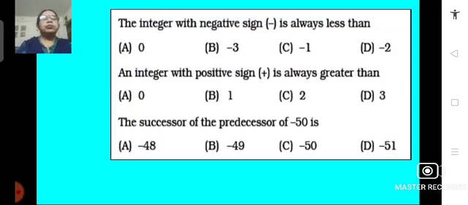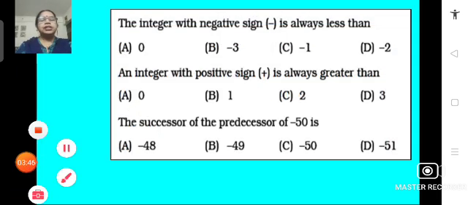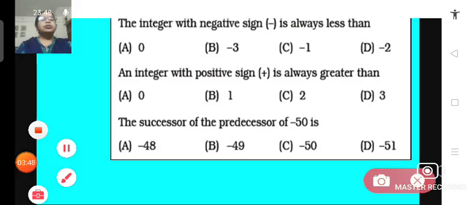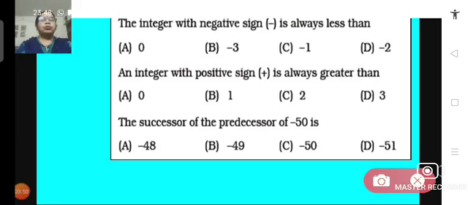Coming to the next problem, there are 3 short questions here. The integer with negative sign is always less than 0. A is the correct option for this. And an integer with a positive sign is always greater than 0. An integer with negative sign is always less than 0, and an integer with positive sign is always greater than 0.